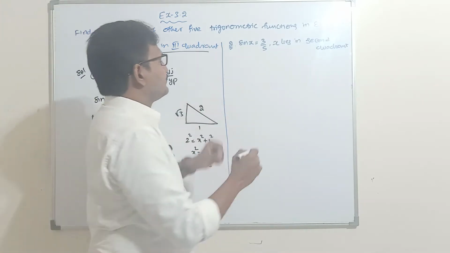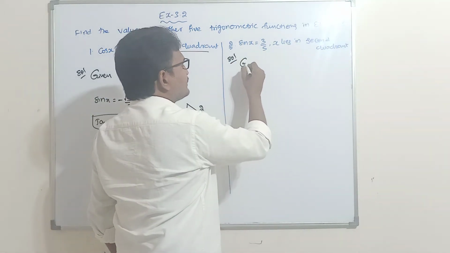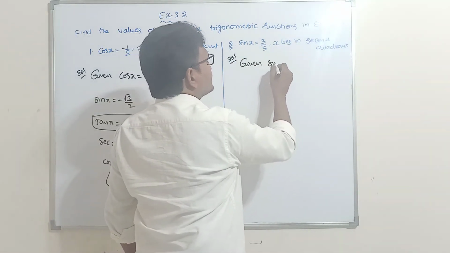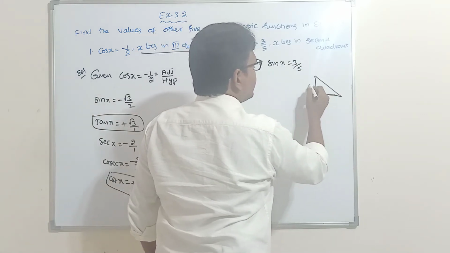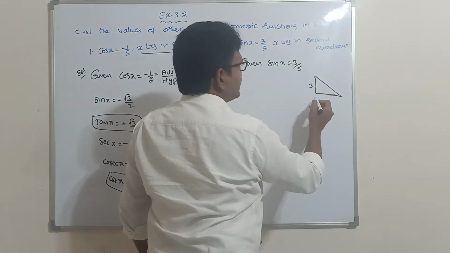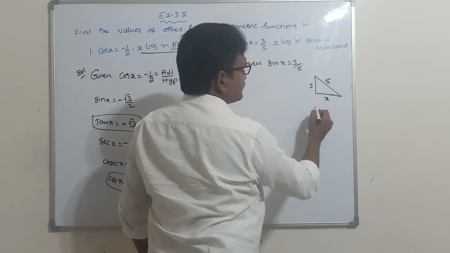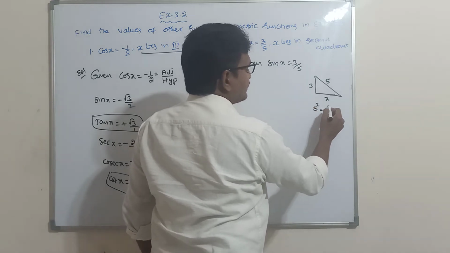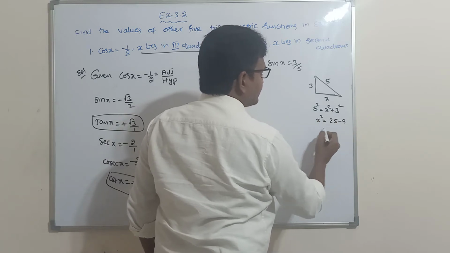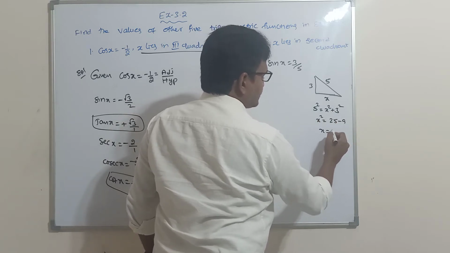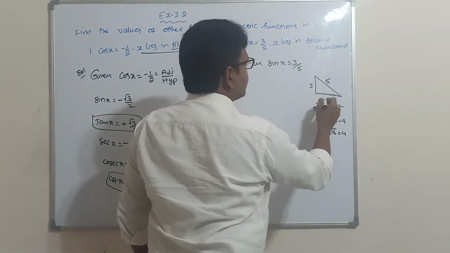Next, if you come to the second problem, given sin x is equal to 3 by 5. So opposite side is 3, hypotenuse is 5. Let this side be x. According to Pythagoras theorem, 5 square is equal to x square plus 3 square. So x square is equal to 25 minus 9, so x is equal to root 16. Root 16 means 4. So the third side is 4.